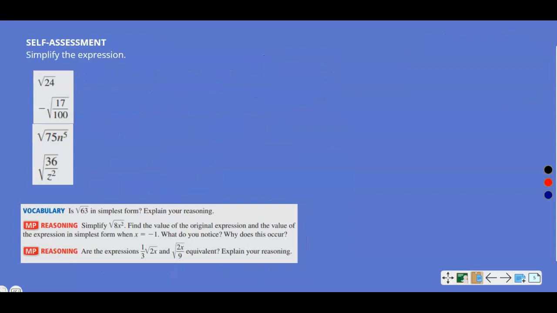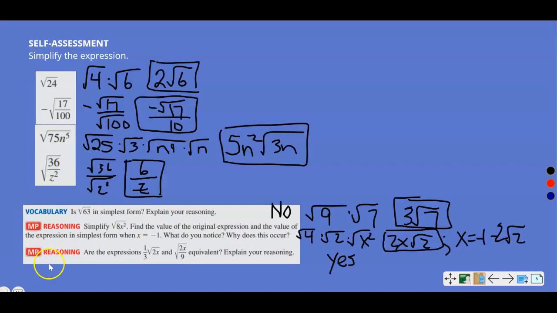All right, this is a self-assessment. So you can see that these are square roots now instead of cube roots. So it goes back to the previous example. I want you to pause the video, take a few minutes, and see if you can simplify these on your own. Then down here's a vocabulary, a couple math reasoning problems. See if you can answer these, and then we will check them together.